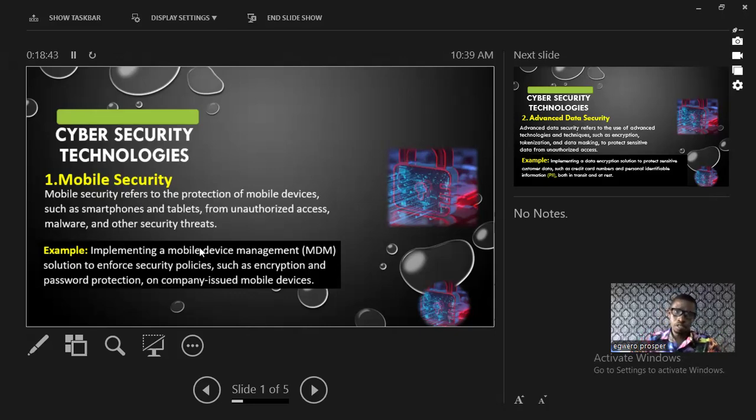So what is mobile security? Mobile security refers to the protection of mobile devices, such as smartphones, tablets, from unauthorized access, malware, and other security threats. So this topic is to enlighten us that it is also part of our responsibility as cybersecurity experts to protect phones. Are you with me?